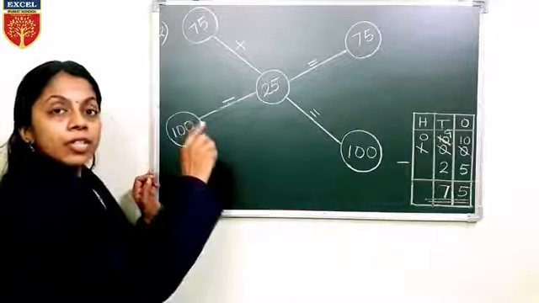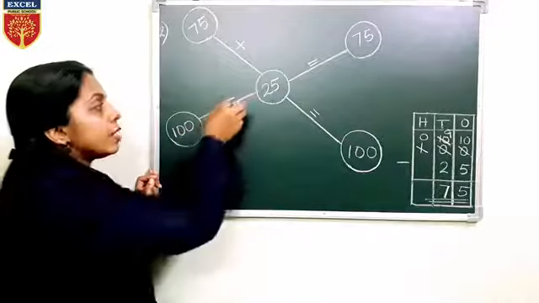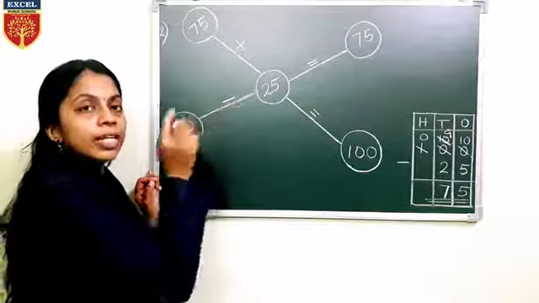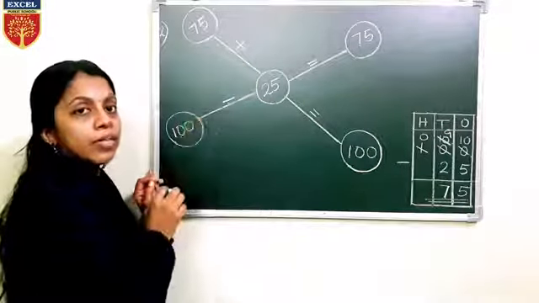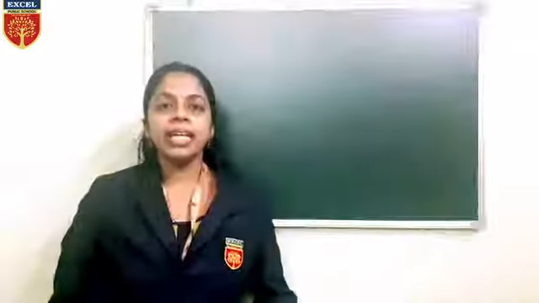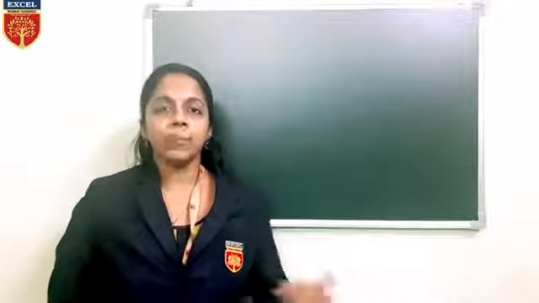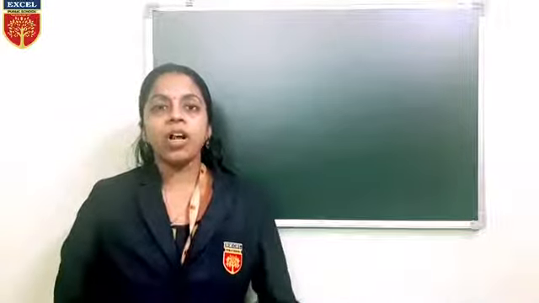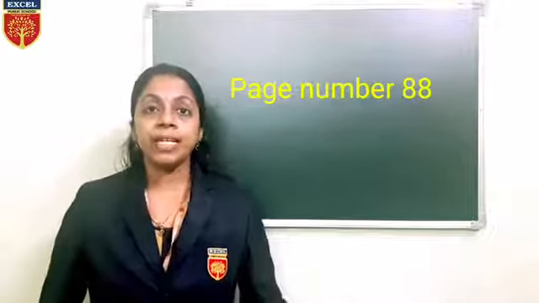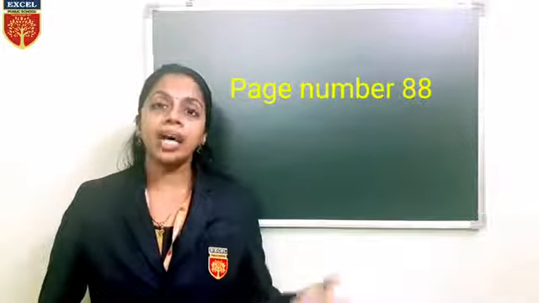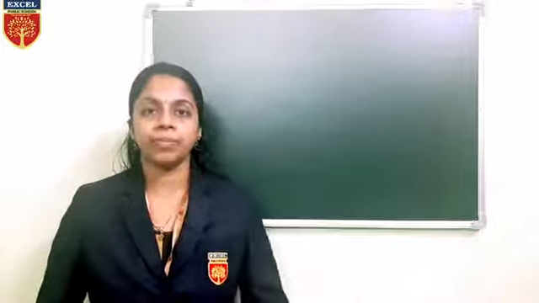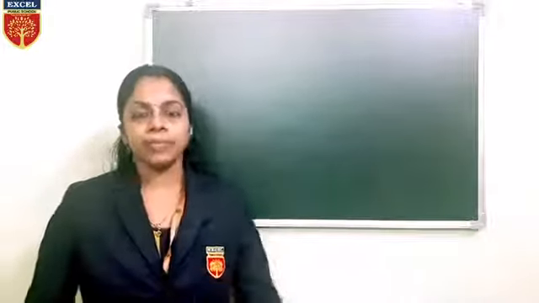Children, when you are asked to find the missing numbers, you need to check the symbol. Whether we need to do addition or subtraction. We need to check which operation you need to do. So children, let's work out some word problems. All of you open page number 88. The question is Sangeeta, right? We are going to solve that problem. This is the question.